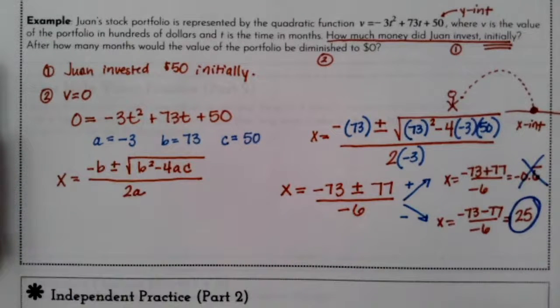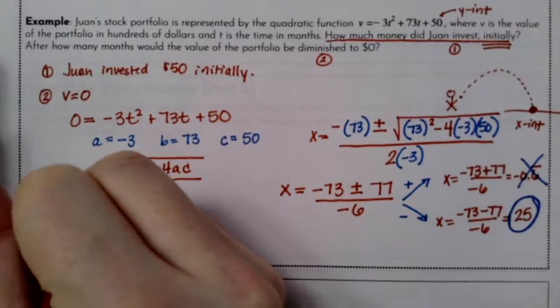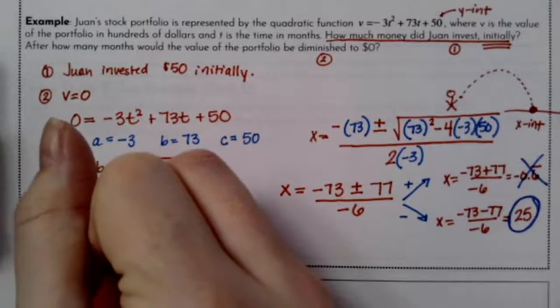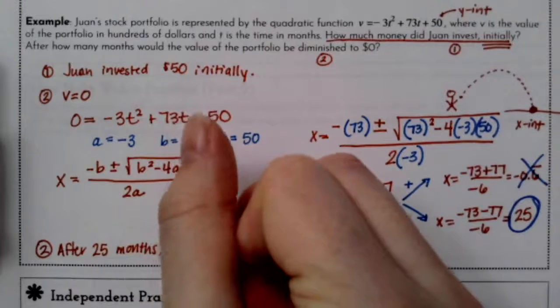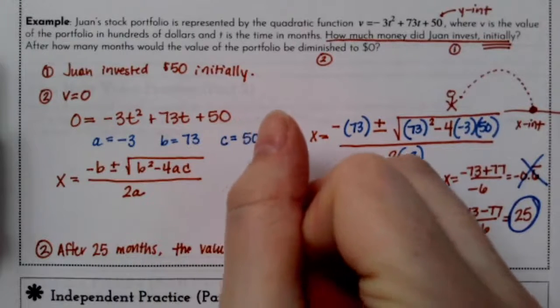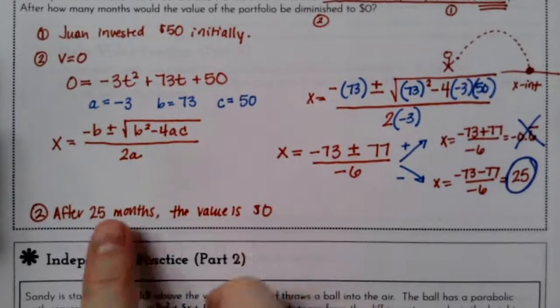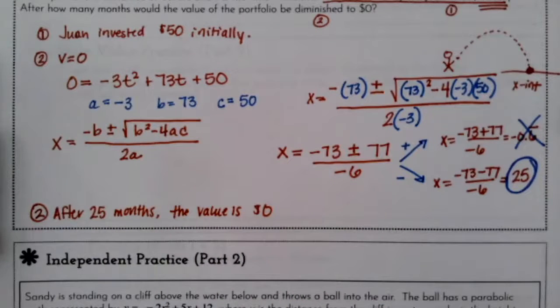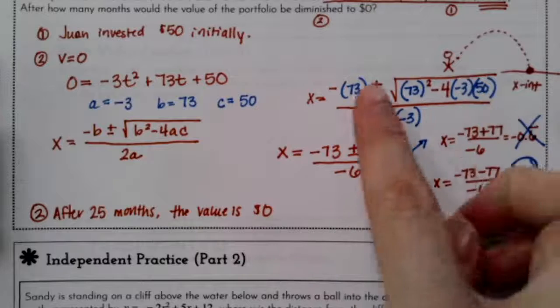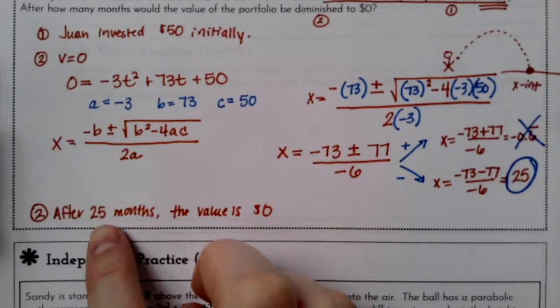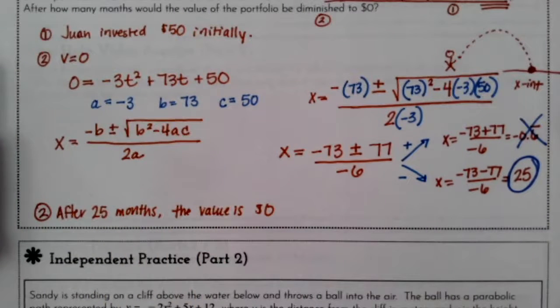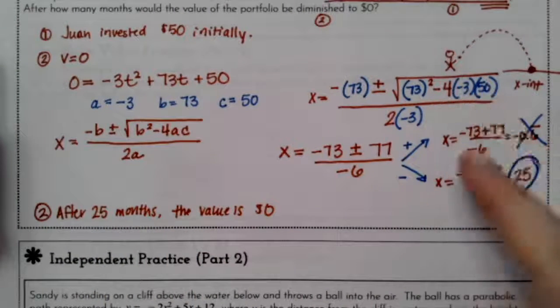So I'm just going to answer the question really quickly. My answer to number 2 is after 25 months, the value is 0. Or the value is 0 after 25 months. It doesn't really matter how you write it as long as you answer the question. So for part 2, because we've already done the quadratic formula, the only difference is being able to address the actual problem. Can you solve the problem and answer the question using the quadratic formula, not just doing the quadratic formula on its own?